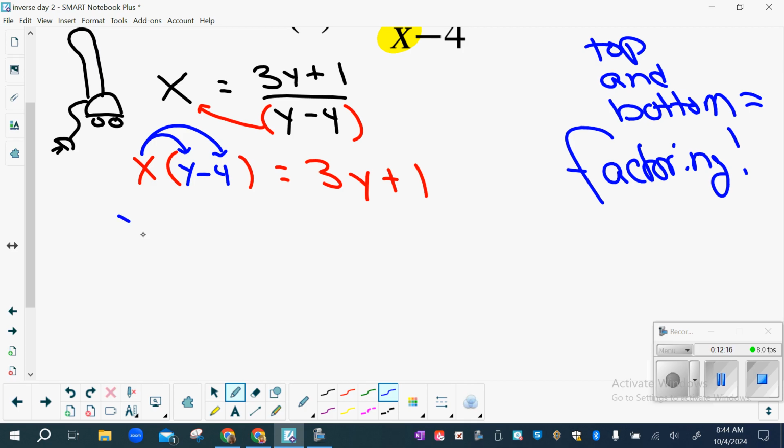So this is what we're going to have: x, y, minus 4x. Are we okay with that? I haven't freaked anyone out yet, right? Okay, so here's where I wanted to get weird. I'm going to come over here and see if you guys can do this.